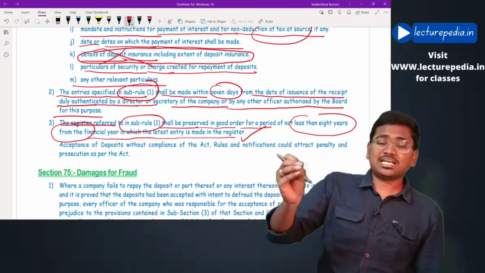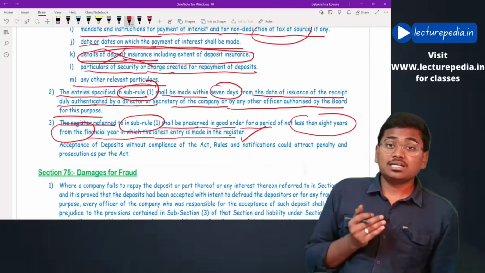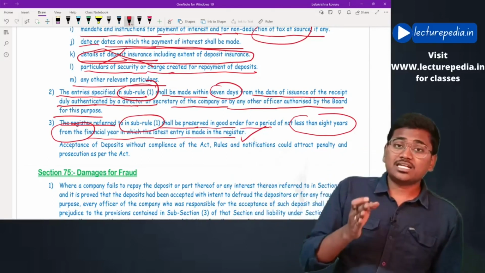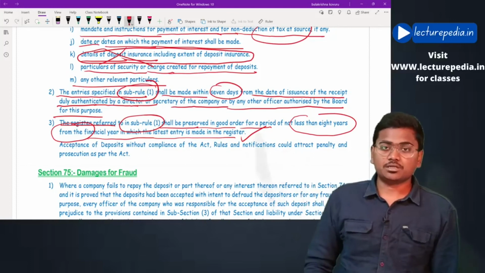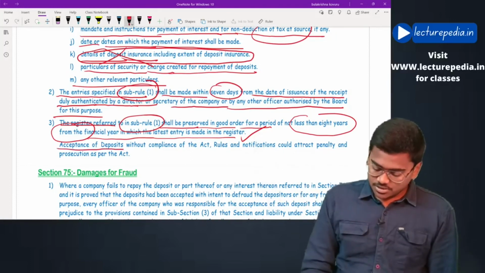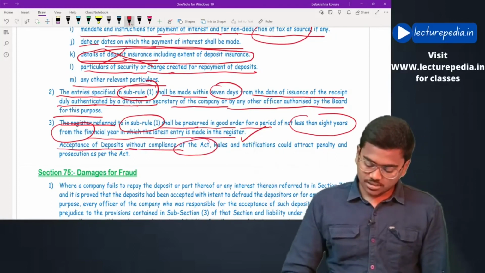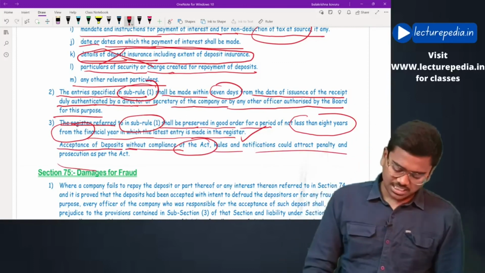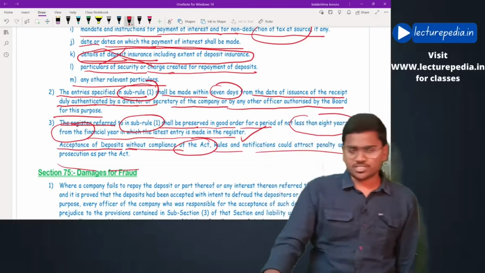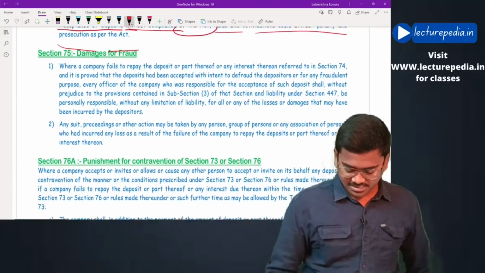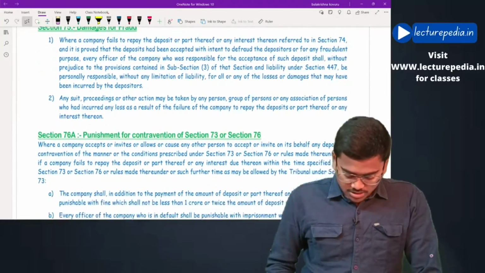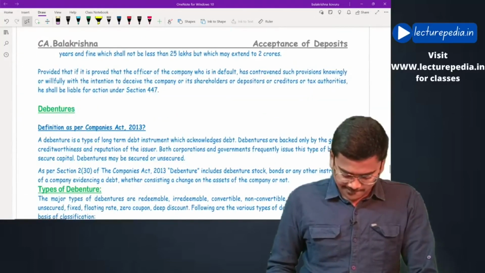Okay, the register has to be maintained by the company till 8 years from the last date on which entry has been made in the register. Next, acceptance of deposits without compliance of the act, rules and notification could attract penalty and prosecution provisions. Next, we're almost done, just left with 2 sections.